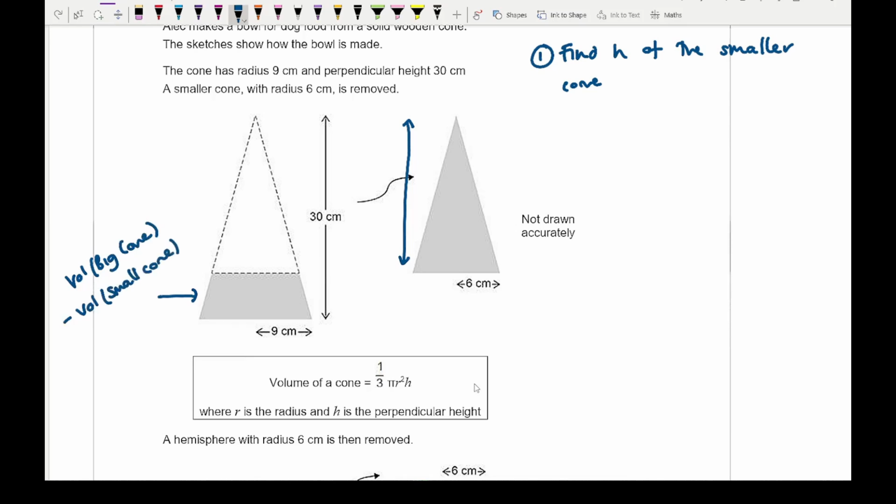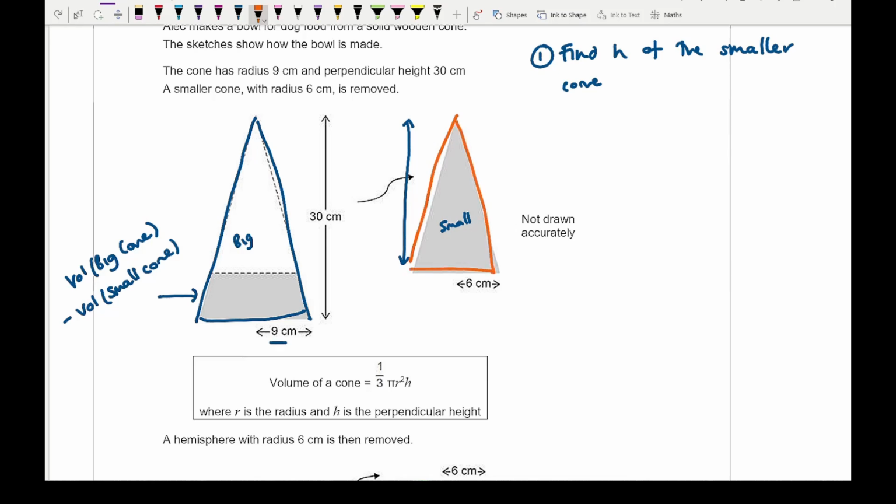Now in terms of working out the volume of a cone, I need to know the radius and I need to know the height. For the big cone, which is this here, I know those two bits of information. I know that the radius is 9, I know the height is 30, whereas for the smaller cone, let me just write small here, and this is the big cone, I don't know what the height is. Now, because of the triangles, we know that those two triangles, which I'm just going to highlight this one in orange, are similar.